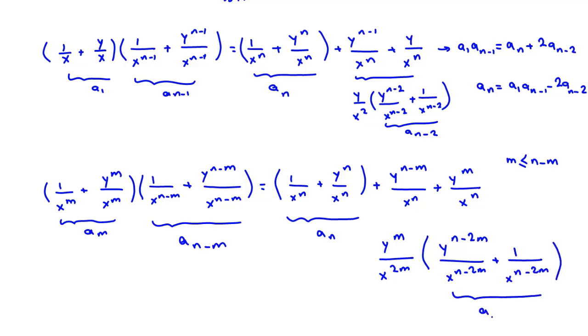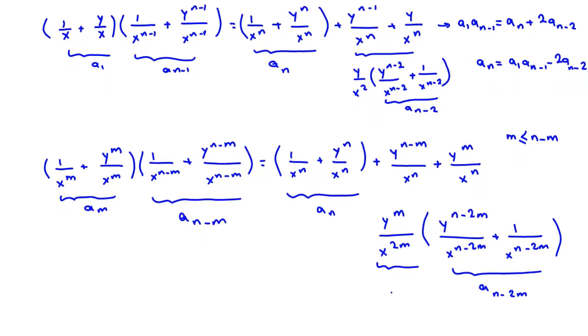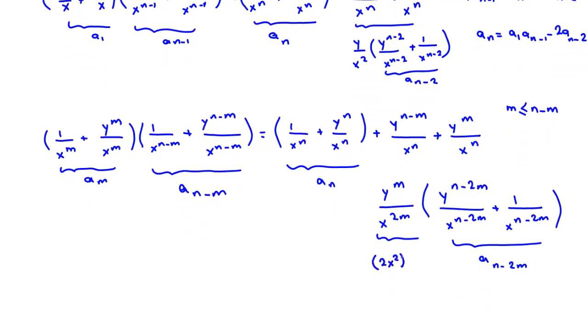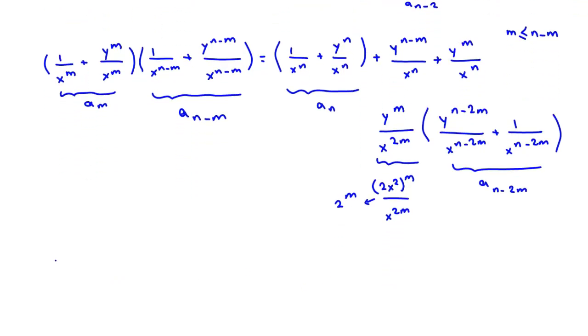It will be a_{n-2m}. And because y is 2x squared, this part will be (2x squared) to the power of m over x to the 2m, so this part is 2 to the m. Now, if we rewrite it, it will be a_m times a_{n-m} equal to a_{n+m} plus 2 to the m times, from the assumption of the problem, we know that y is 2x squared. So y over a, if you replace, then you will see it's 2 to the m times a_{n-2m}.